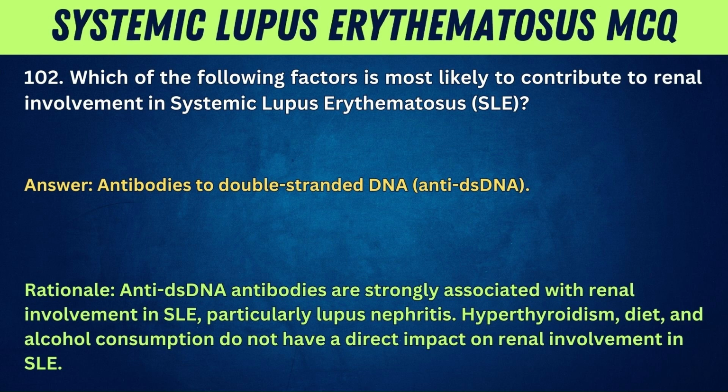Rationale: anti-dsDNA antibodies are strongly associated with renal involvement in SLE, particularly lupus nephritis. Hyperthyroidism, diet, and alcohol consumption do not have a direct impact on renal involvement in SLE.